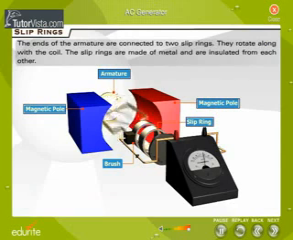Slip rings. The ends of the armature are connected to two slip rings. They rotate along with the coil. The slip rings are made of metal and are insulated from each other.